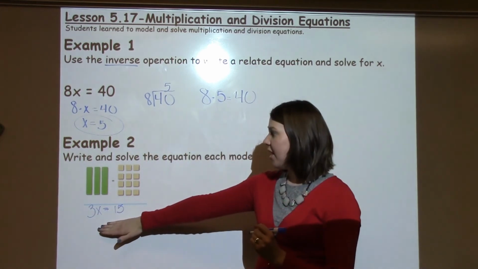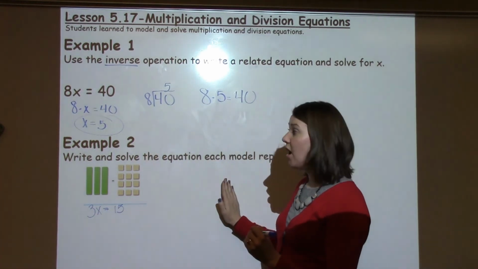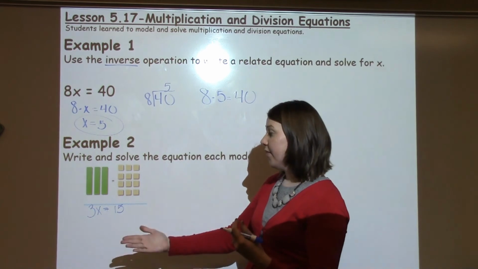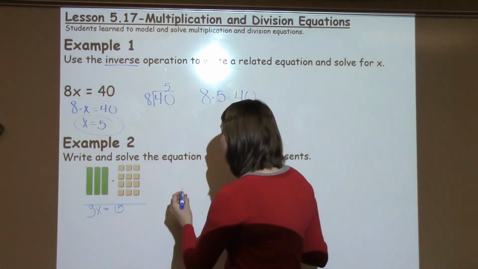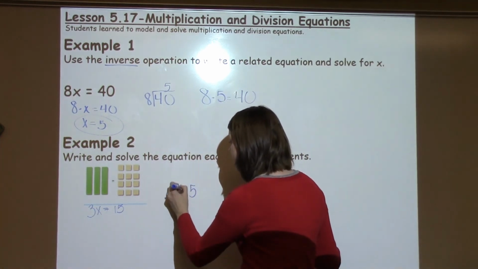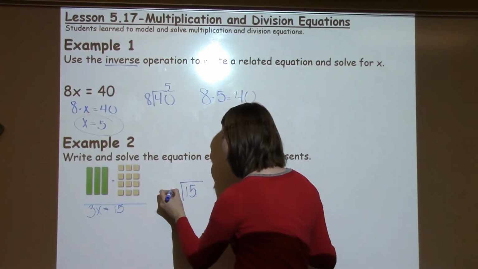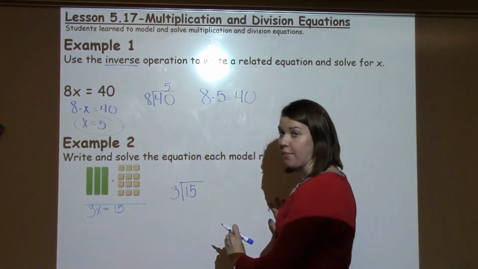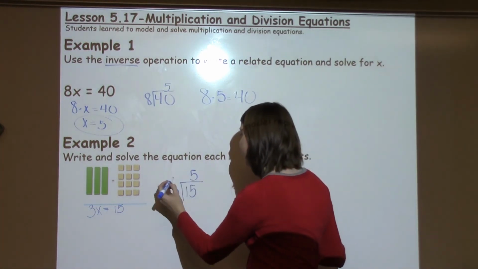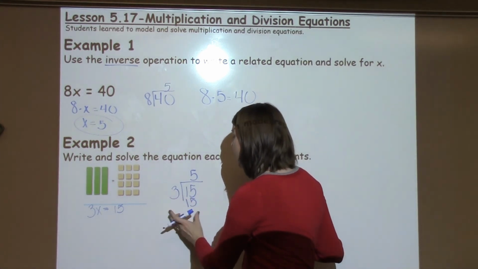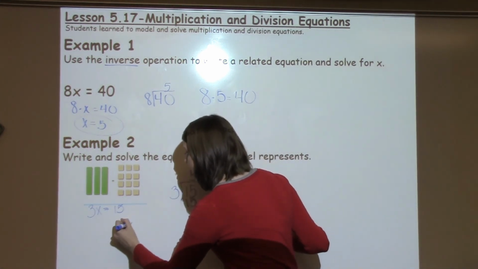Now after I've made that equation, it's very easy for me to go ahead and solve just like I did above. I'm going to do the inverse operation, which is going to be division. So I'm going to take 15 divided by my 3, which is a fact family again, which is going to be 5. 5 times 3 is 15. So my x is 5 again.